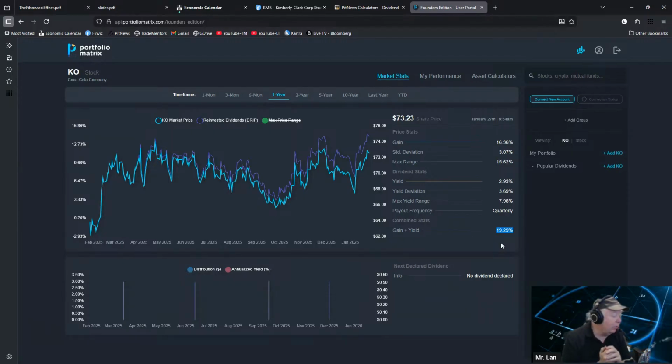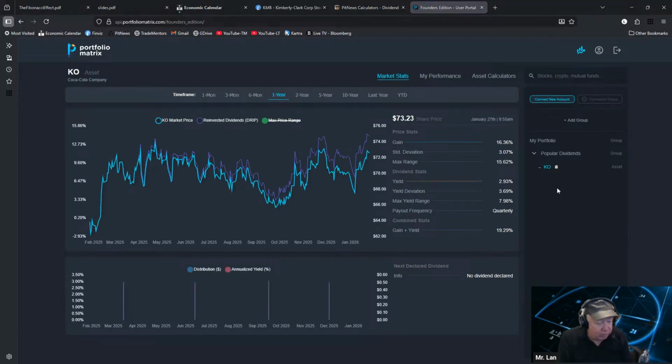Now, some people out there in the world will call that the yield. All right, but it's combined. It's the gain and the yield. So you have the yield, which is the dividend, and then you have the gain, which is 16.36%. So that's really cool. So let's add that to our portfolio. Let's go ahead and add Coca-Cola to popular dividends. We're going to go add Coca-Cola. And now we've got Coca-Cola in our portfolio.